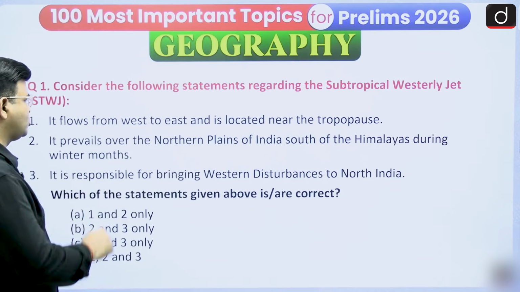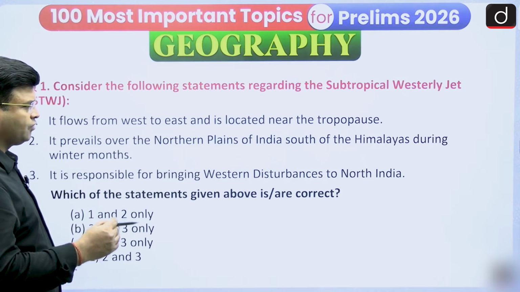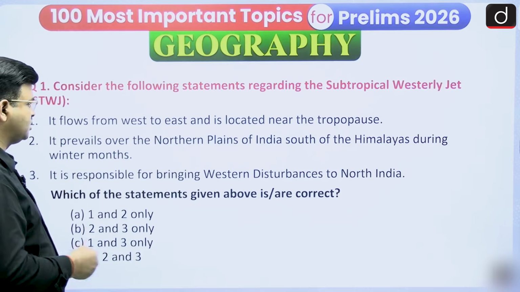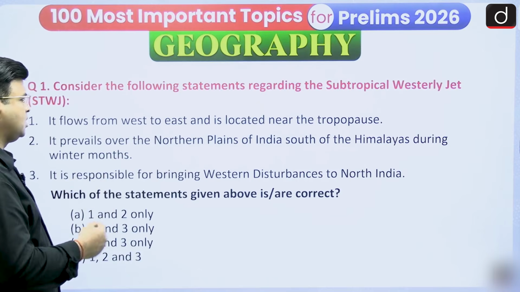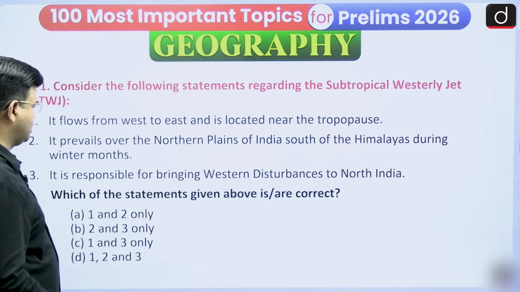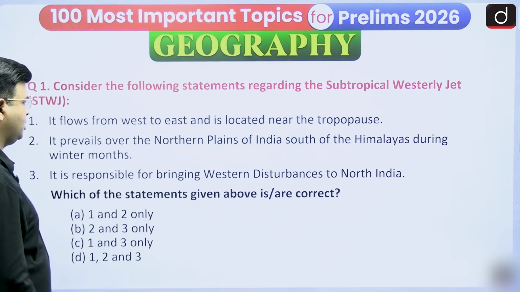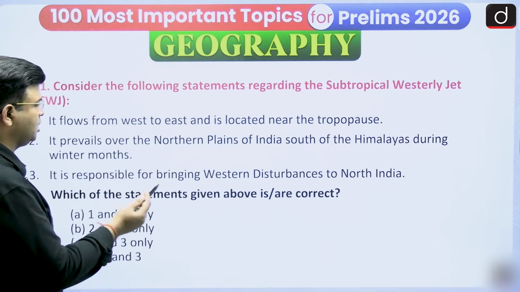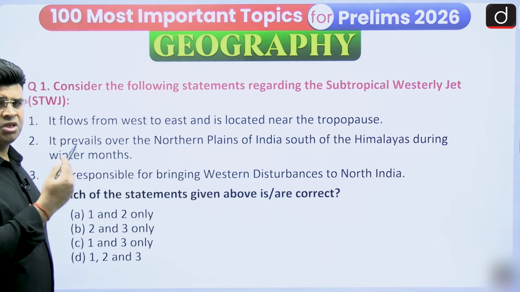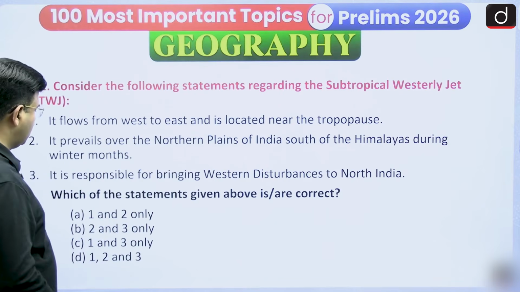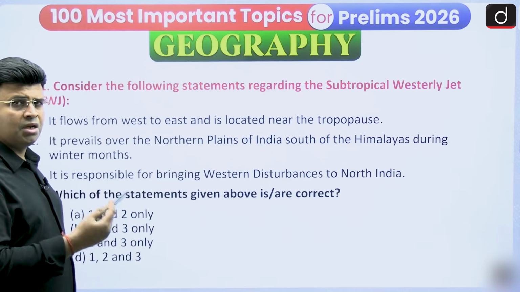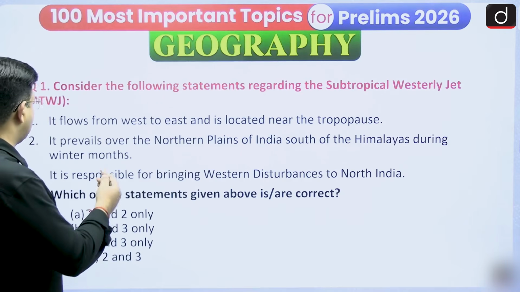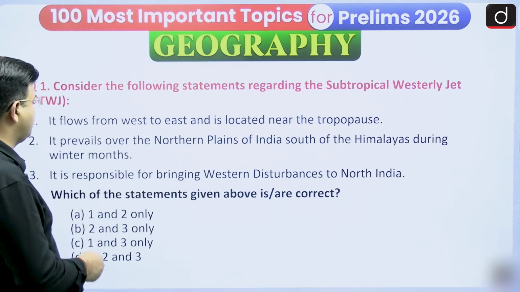Another one: it prevails over the northern plains of India, south of the Himalayas, during the winter months. You have to see whether that is right or wrong. And it is responsible for bringing western disturbance to north India. So you have to see which of the statements are correct, and then we will discuss this in the next episode, the 11th episode.